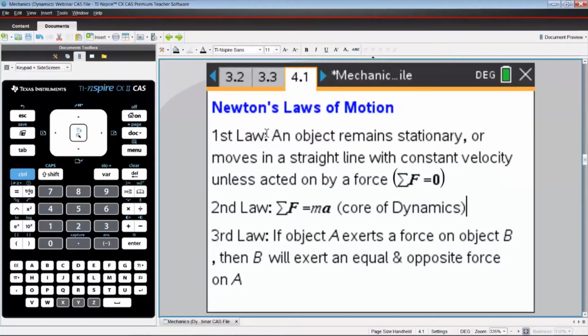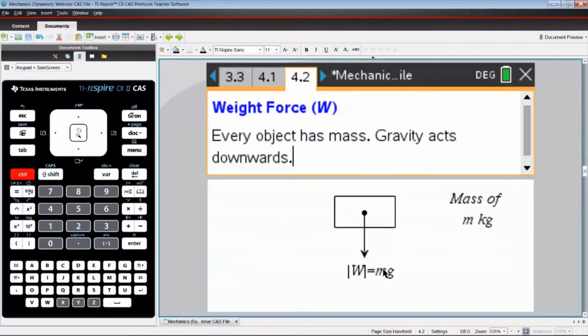First, just as a quick recap, the first law regards a net force of 0. Whether there's no force acting on an object, or there are multiple forces and they're all canceling out, the first law simply says that the object will remain stationary or move in a straight line with constant velocity. And the third law is the action-reaction law of Newton, which is if one object imparts a force onto another object, the second object will impart an equal and opposite force back onto the first object.